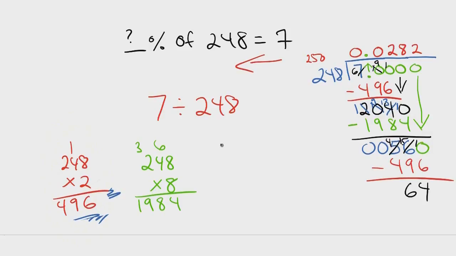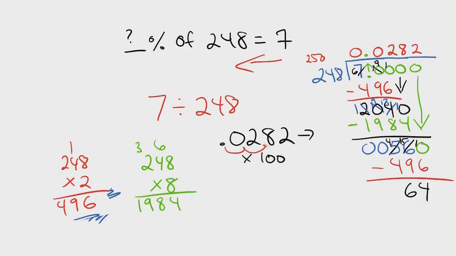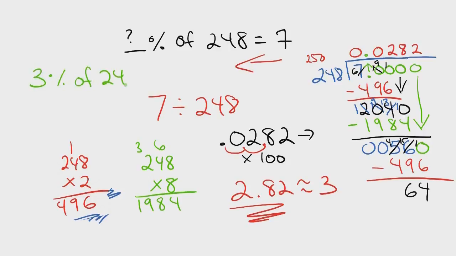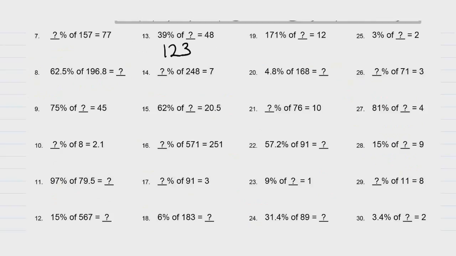So basically, we have 0.0282. We definitely don't have to go any farther than that. And we need to change this to a percent. So we need to times it by 100, or just move the decimal 2 spaces to the right. And we get 2.82, but we need to round this to the nearest whole number, which would be approximately 3. So the answer up here is 3% of 248 equals 7. So 3% is the answer, or 3. If I come over here, we're going to write 3 for the answer.